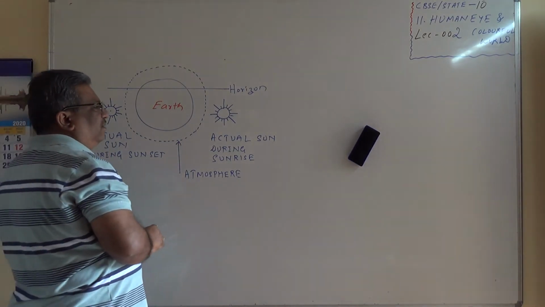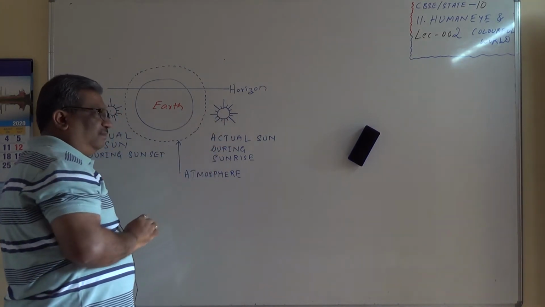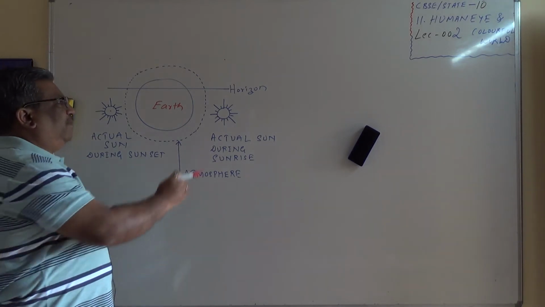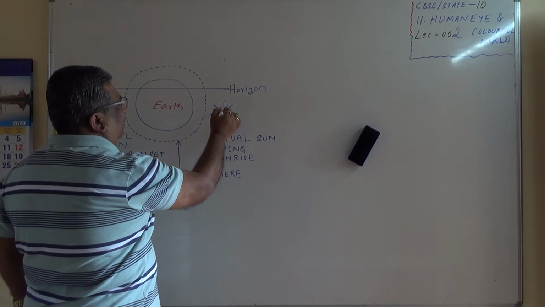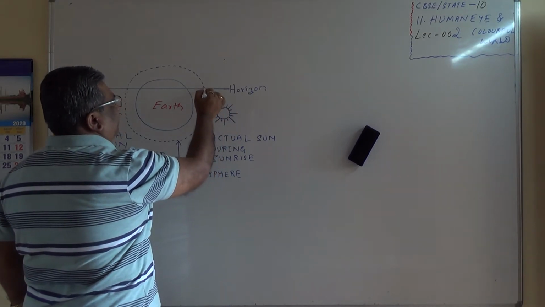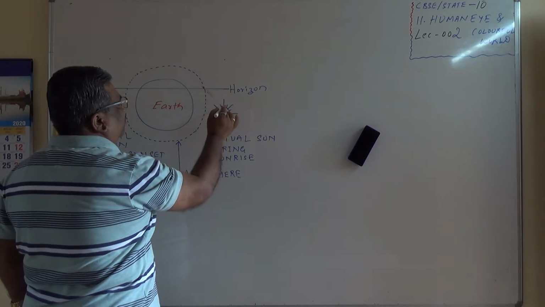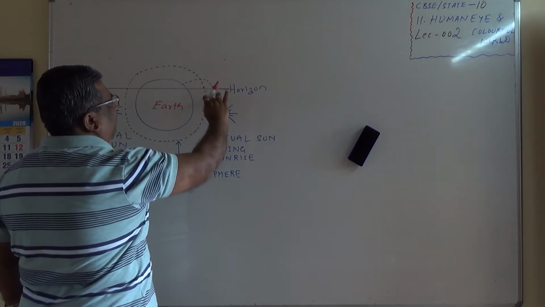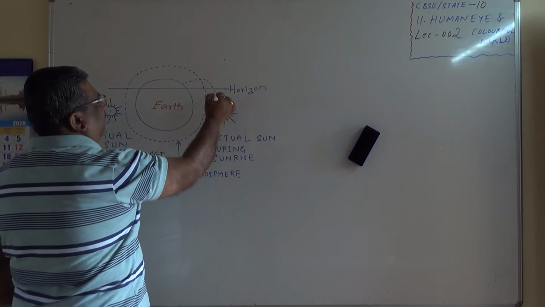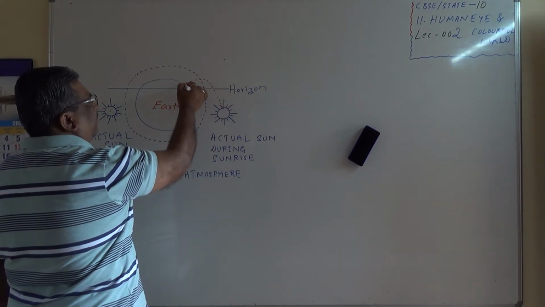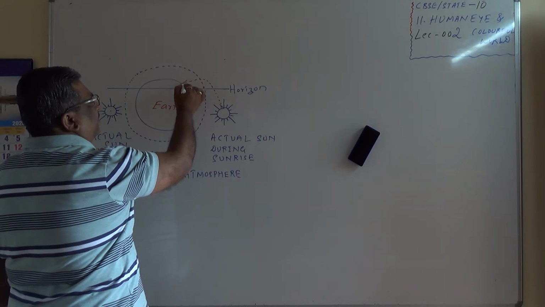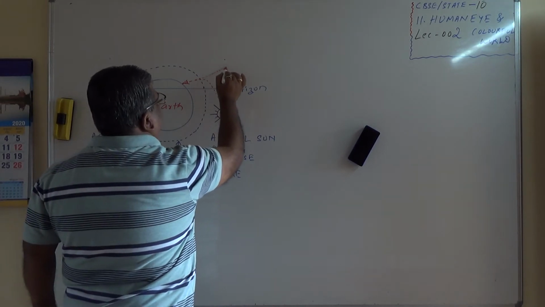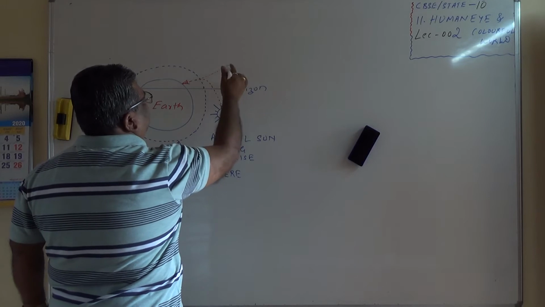In the early morning, the actual position of the sun is here, but advanced sunrise takes place, meaning even though the sun is here, the rays will pass like this. The rays are passing like this. When it comes over here, into the atmosphere, it is bending towards the normal, and here the observer is here. You produce this backwards, and therefore the sun appears to be over here.